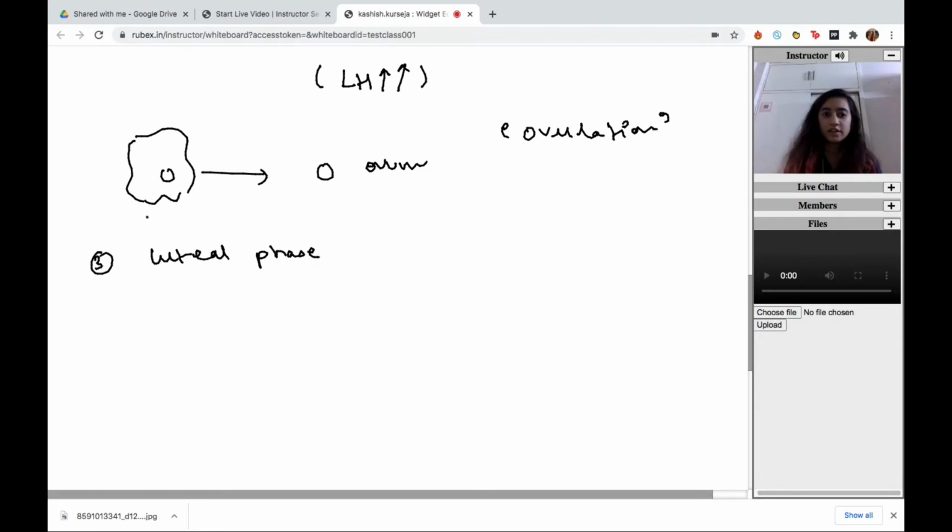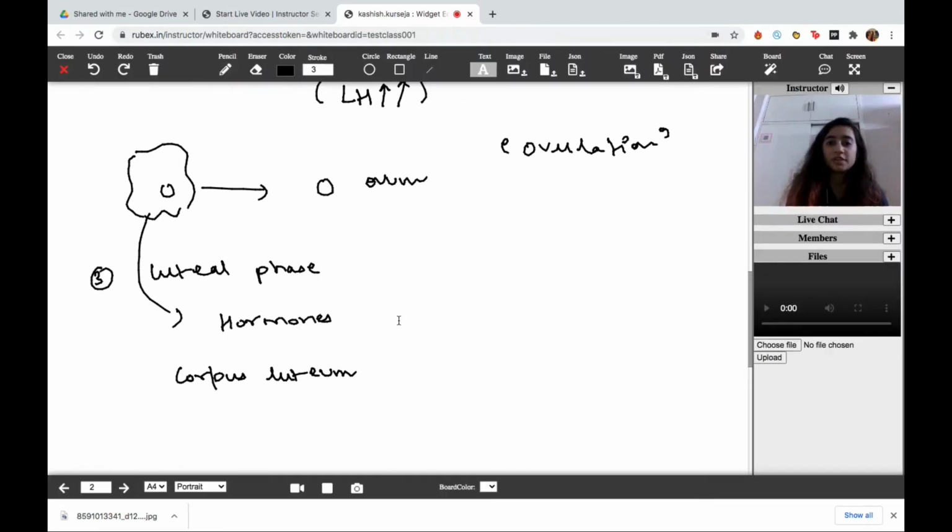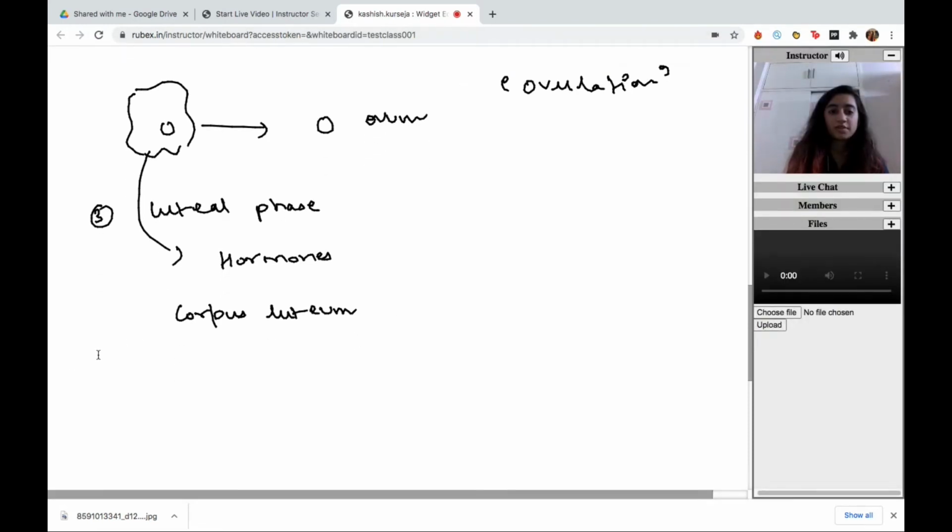What happens here is that the remains of the Graafian follicle are changed, and they are the ones which are responsible for secretion of hormones thereafter. Okay, and what is that called? The thing that is formed, that is known as corpus luteum. So just to tell you what corpus luteum is, better off to write with the text box.